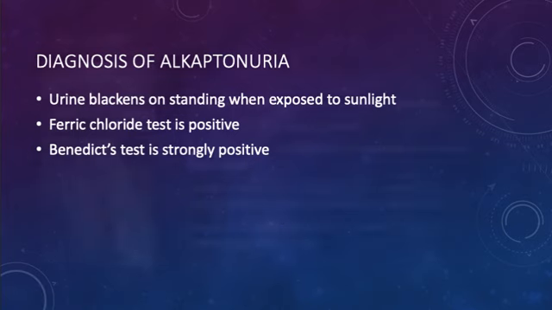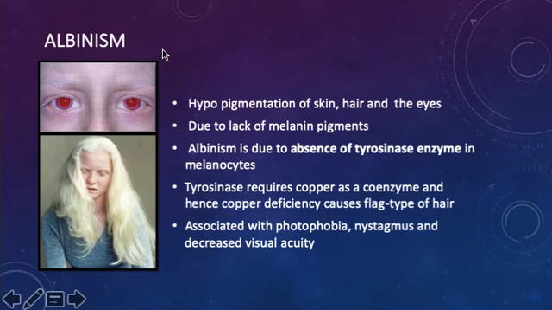The next inborn error you have is albinism. Okay, what is this? Here you see hypopigmentation of the skin, hair, and also of the eye, that is the iris. This is due to lack of melanin pigment. So what happens here? There is deficiency of tyrosinase enzyme which is not present in the melanocytes. Tyrosinase requires a coenzyme, that is copper, and hence during any copper deficiency you see a flat type of hair in the patients. Along with hypopigmentation they also come with photophobia, nystagmus, and also decreased visual acuity.